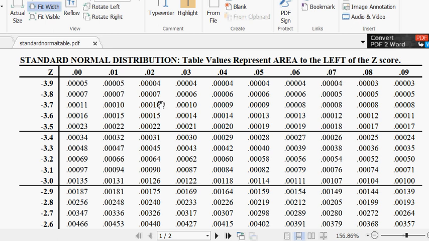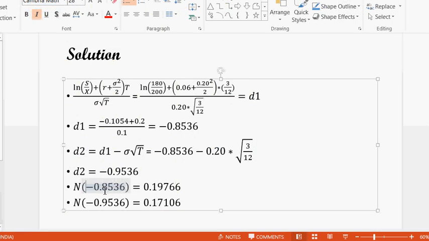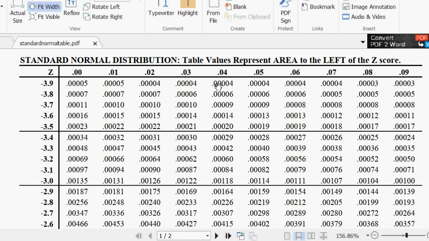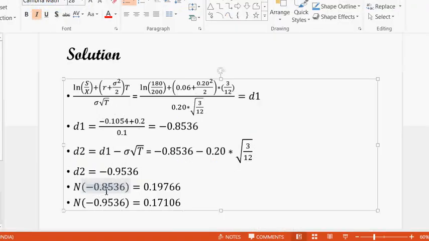Okay, this is how we are going to interpret values from the tables. So for us, we have 4 decimals, which is 0.8536, whereas in our table we have provision for only 2 decimals at the max. So we are going to take the first 2 decimals from our d value, which is 0.85.